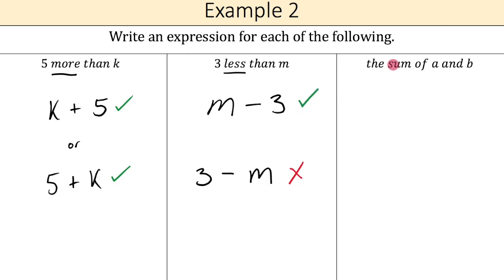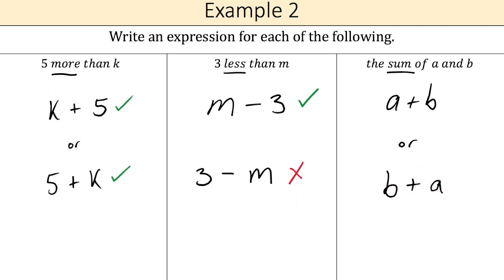Our final question says the sum of a and b. As soon as I see the word sum, I know I'm dealing with addition. And I know that I have the commutative law for addition, which tells me that the order doesn't matter. So I could write this as a plus b. Or, if I wanted to, I could write it as b plus a.